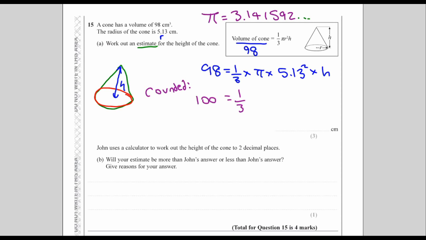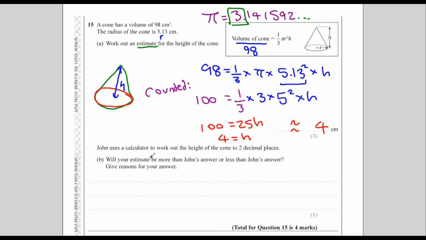But we're estimating, we don't need this many decimal places. Pi, interesting fact, does actually go on forever. So we could actually use 3 to make a quick estimate, make our life simple. It's always good to do. So let's use 3 for pi. Let's use 5 for 5.13, and then the height is what we're estimating. So 1/3 times 3, they cancel out. 5 squared is 25. So 25 times the height gives you 100. Divide by 25, 4 is the height, 4 centimetres.